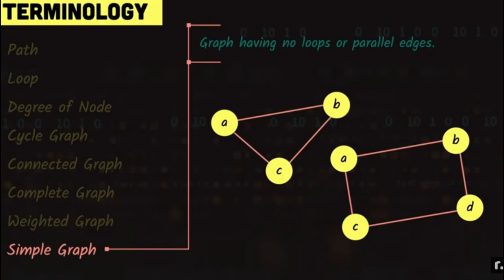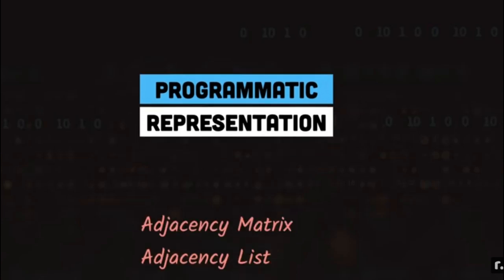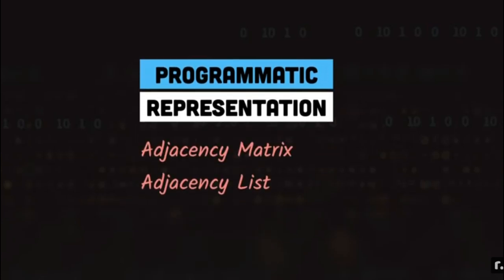Alright, so now that we know what a graph is, the different types of graphs and the terminologies, let's see how we can represent a graph programmatically. There are two ways to represent a graph, either by using the adjacency matrix or adjacency list.